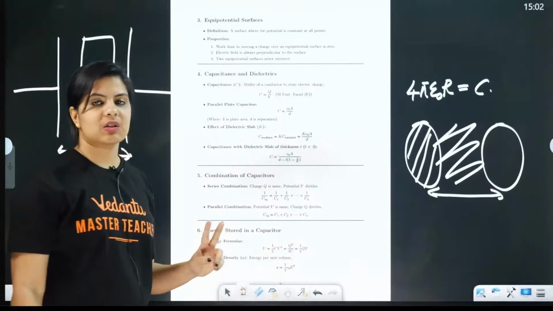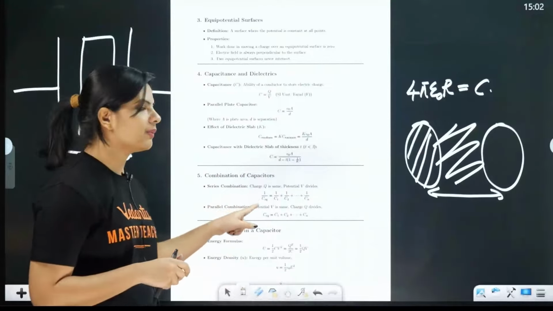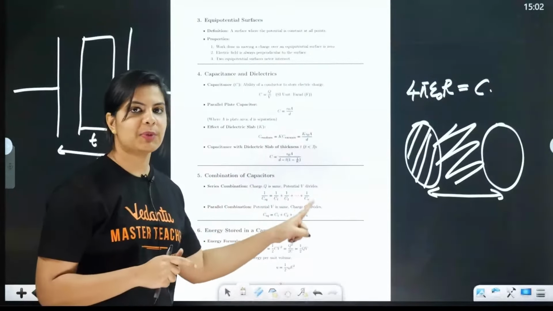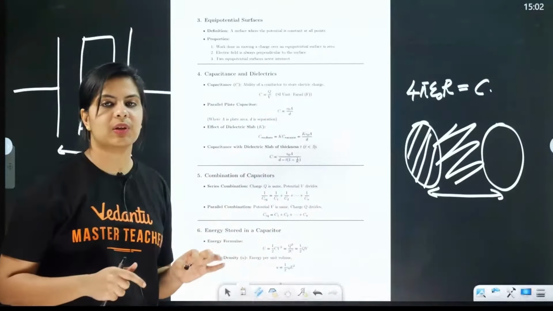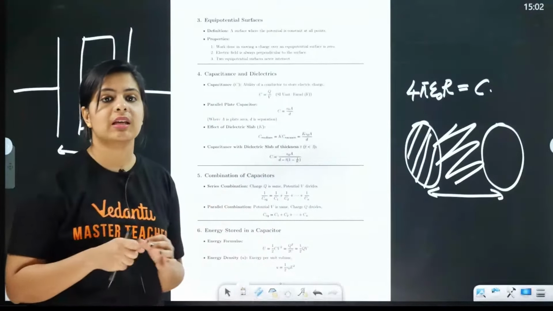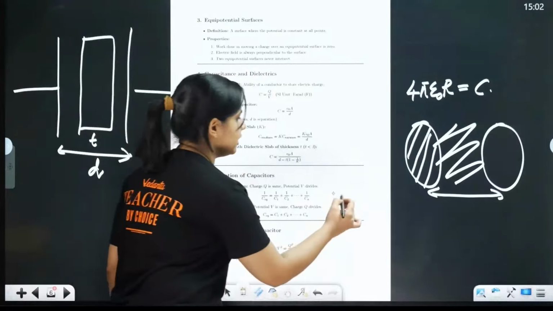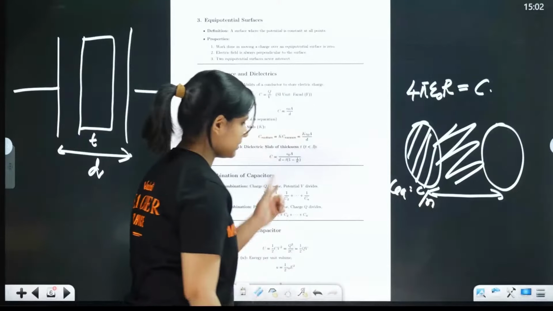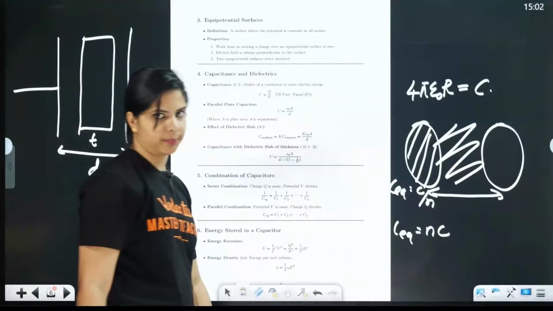Next, we are going to connect capacitors in series and parallel. For series, 1 by C equivalent equals 1 by C1 plus 1 by C2 plus 1 by C3, and for the parallel combination, C equivalent equals C1 plus C2 plus C3 and so on. If they are identical, C equivalent is C by n for series, and for parallel it will be n times C. Okay?